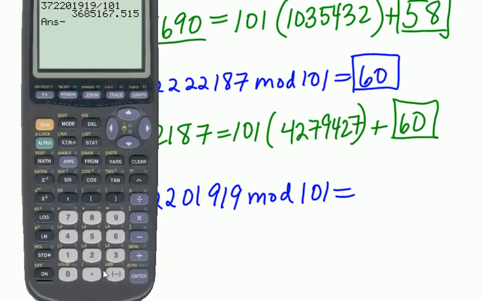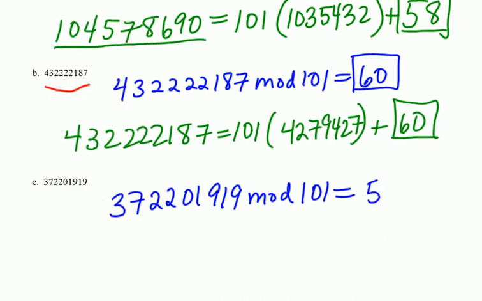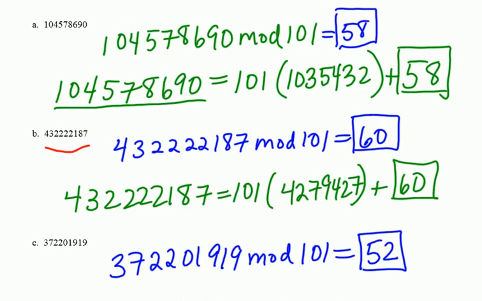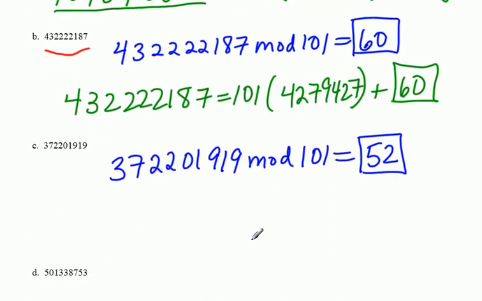So I want to subtract off the integer component. I'm left with the fractional component. I'm going to multiply that by 101 to figure out what number I get as my mod, and it's 52. All right, so that's my answer. How could you write this if you really wanted to? I said I wouldn't do it, but yes, I'm going to do it in red.